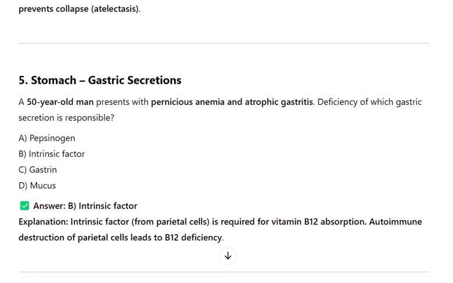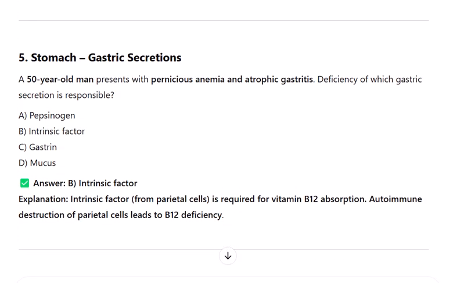5. Stomach, gastric secretions. A 50-year-old man presents with pernicious anemia and atrophic gastritis. Deficiency of which gastric secretion is responsible? A. Pepsinogen, B. Intrinsic factor, C. Gastrin, D. Mucus. Answer B. Explanation: intrinsic factor from parietal cells is required for vitamin B12 absorption. Autoimmune destruction of parietal cells leads to B12 deficiency.